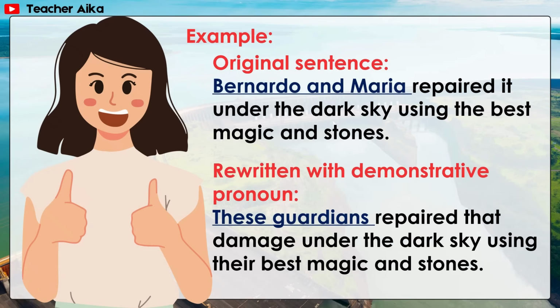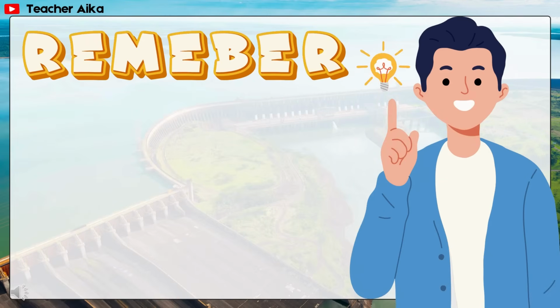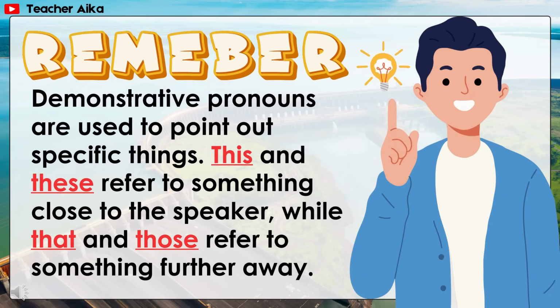Example. Original sentence. Bernardo and Maria repaired it under the dark sky using the best magic and stones. Rewritten with demonstrative pronoun. These guardians repaired that damage under the dark sky using their magic and stones. Remember, demonstrative pronouns are used to point out specific things. This and these refer to something close to the speaker, while that and those refer to something further away.